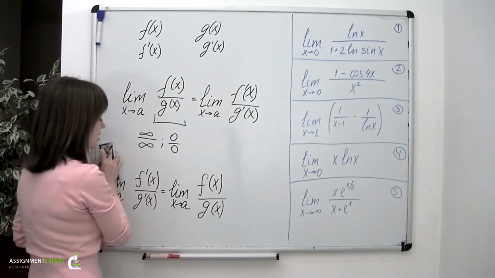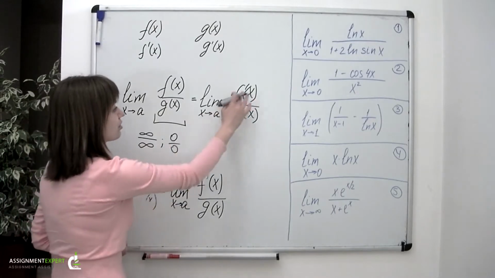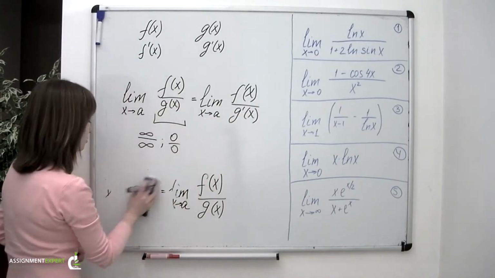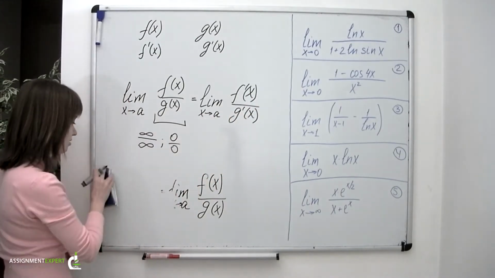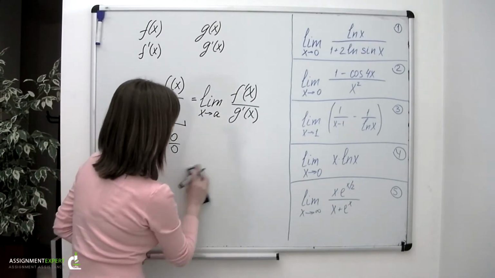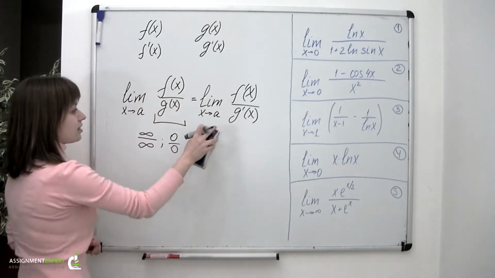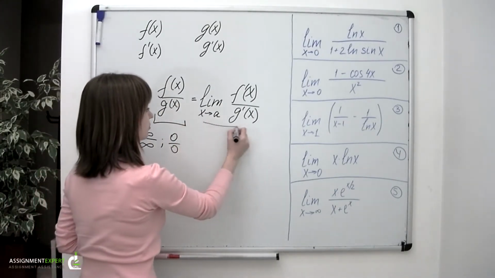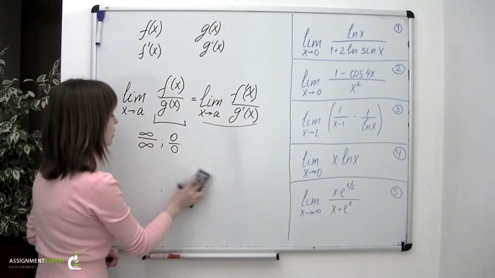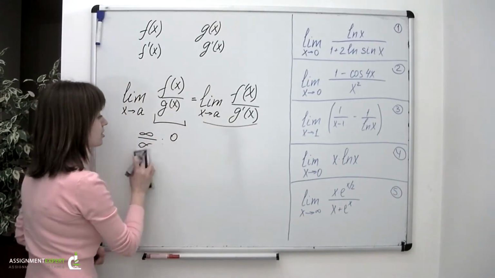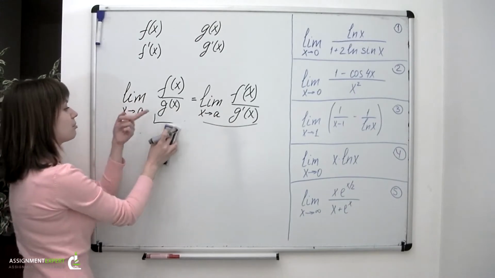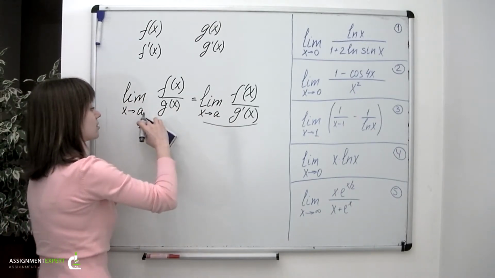But you should always keep in mind that these two derivatives should exist. Well, not should, but they must exist. And this second limit must exist as well, because there can be situations in which the original limit exists, but the second one doesn't.